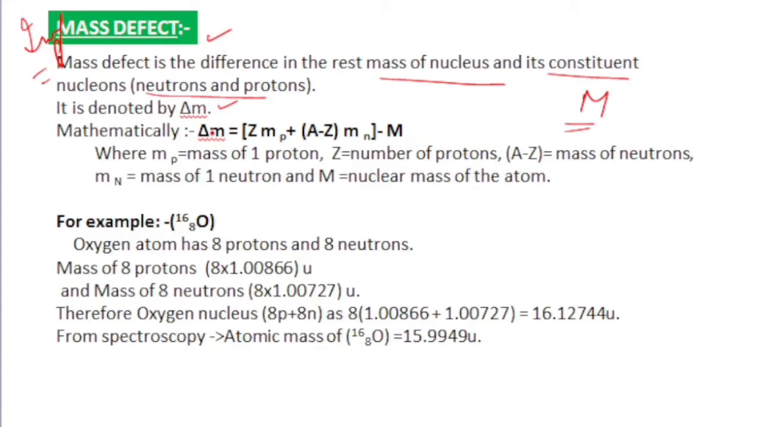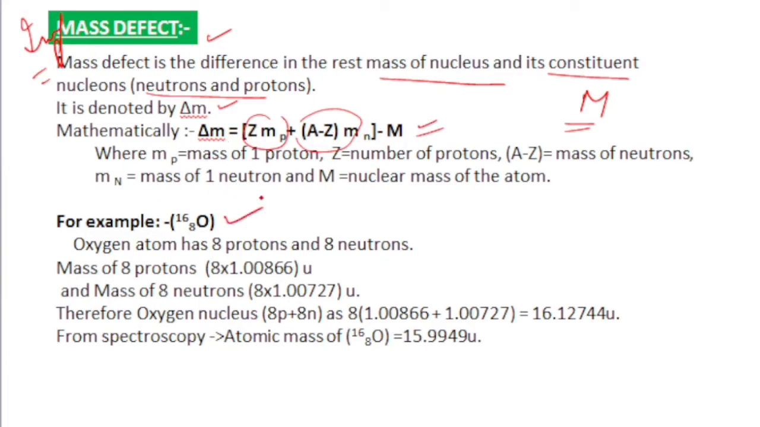So delta m is given by the total mass of protons plus the total mass of neutrons. This total mass of protons and neutrons, meaning the mass of nucleons, is always greater than the rest mass of the nucleus, so delta m equals this minus m. This difference in mass is called mass defect.